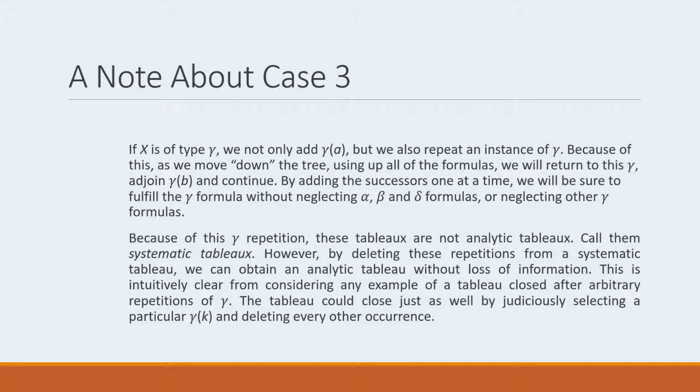This is clear if you consider any example of a tableau closed after arbitrary repetitions of gamma or gamma k's. If the tableau could close at, say, gamma of D, we didn't have to do gamma of A, gamma of B, or gamma of C. We can take them out. We can take out the other gammas, no problem.